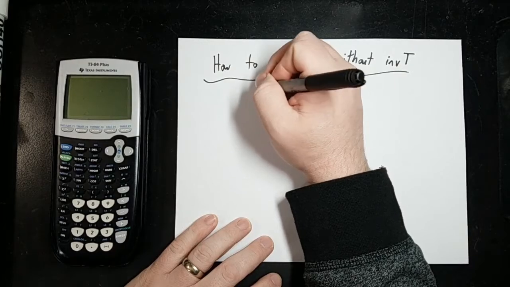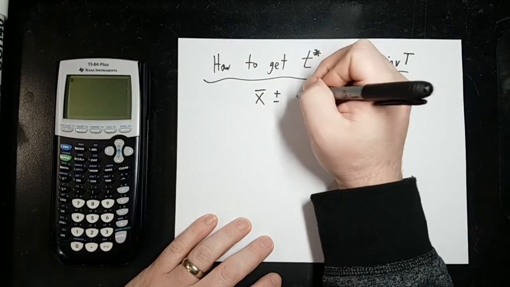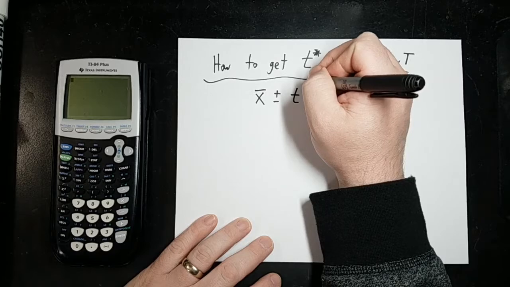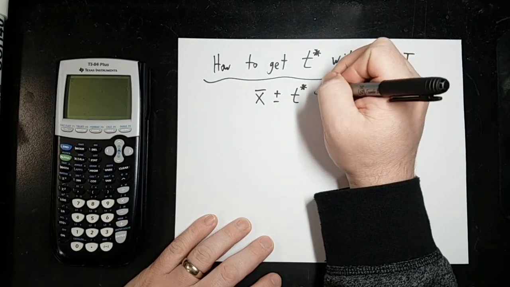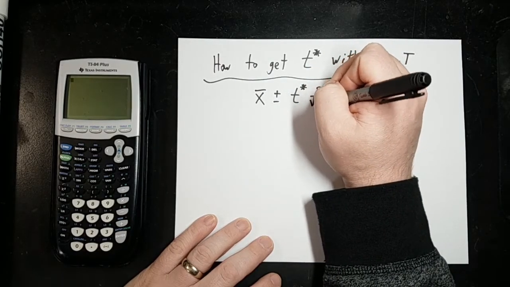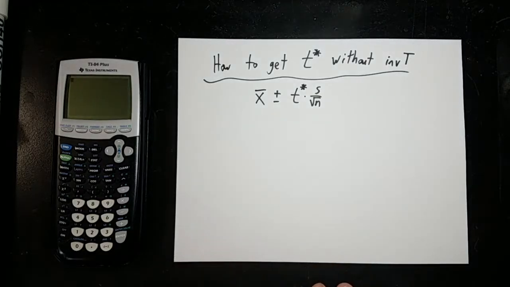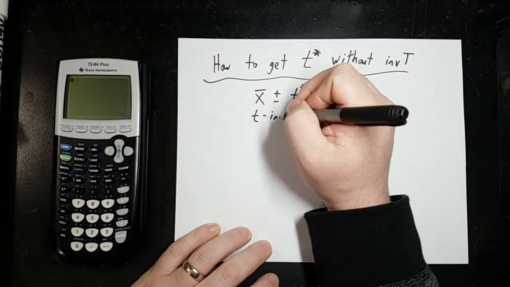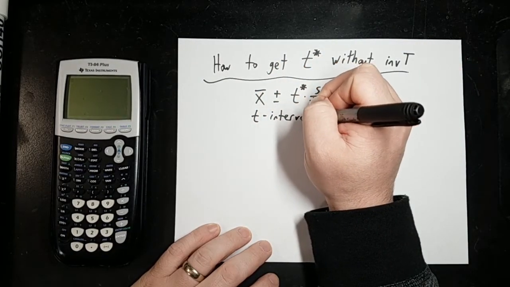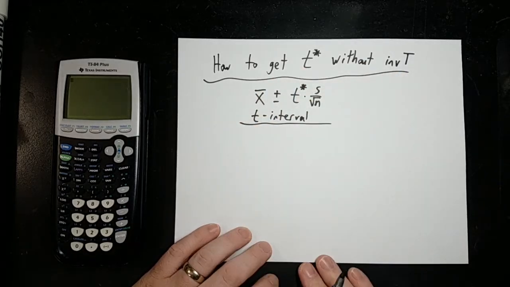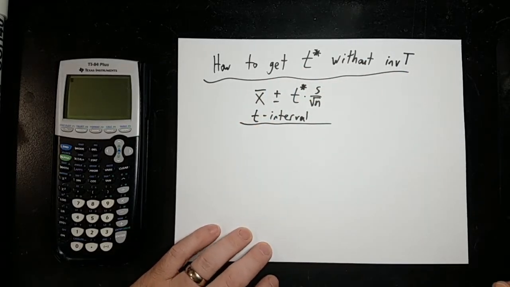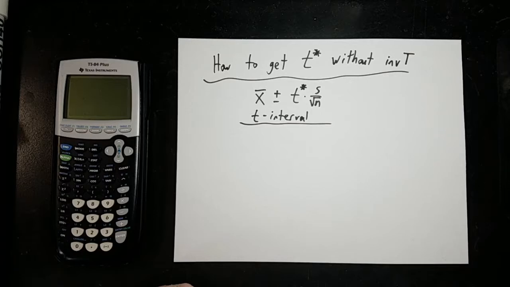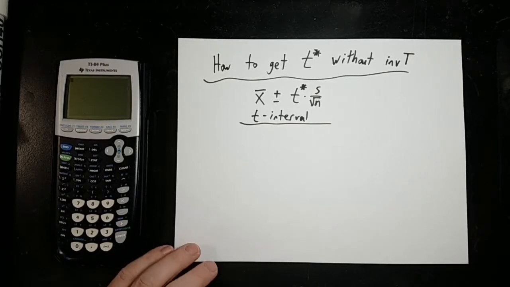The t star would mainly be needed when you are calculating a t interval, which has the following formula. Now, obviously, even if you have a TI-83, you can calculate the t interval without actually having to do t star by itself. But there are various problems that do require you to find a t star, or multiple choice questions that require you to find a t star. Let's just do a basic example.